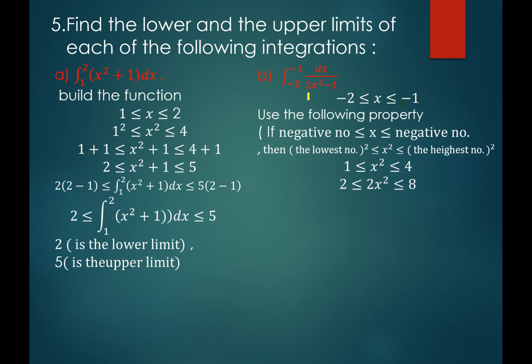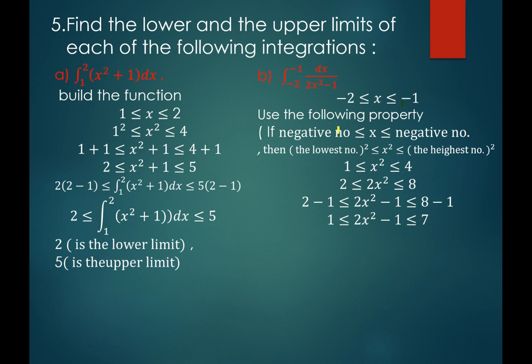Now, you need to multiply each by 2. 1 by 2 is 2. x squared by 2 is 2x squared. 4 by 2 is 8. Now we need to subtract 1 from each, like that. 2 minus 1 is smaller than or equal to 2x squared minus 1, smaller than or equal to 8 minus 1. That will give you 1 smaller than or equal to 2x squared minus 1, smaller than or equal to 7.